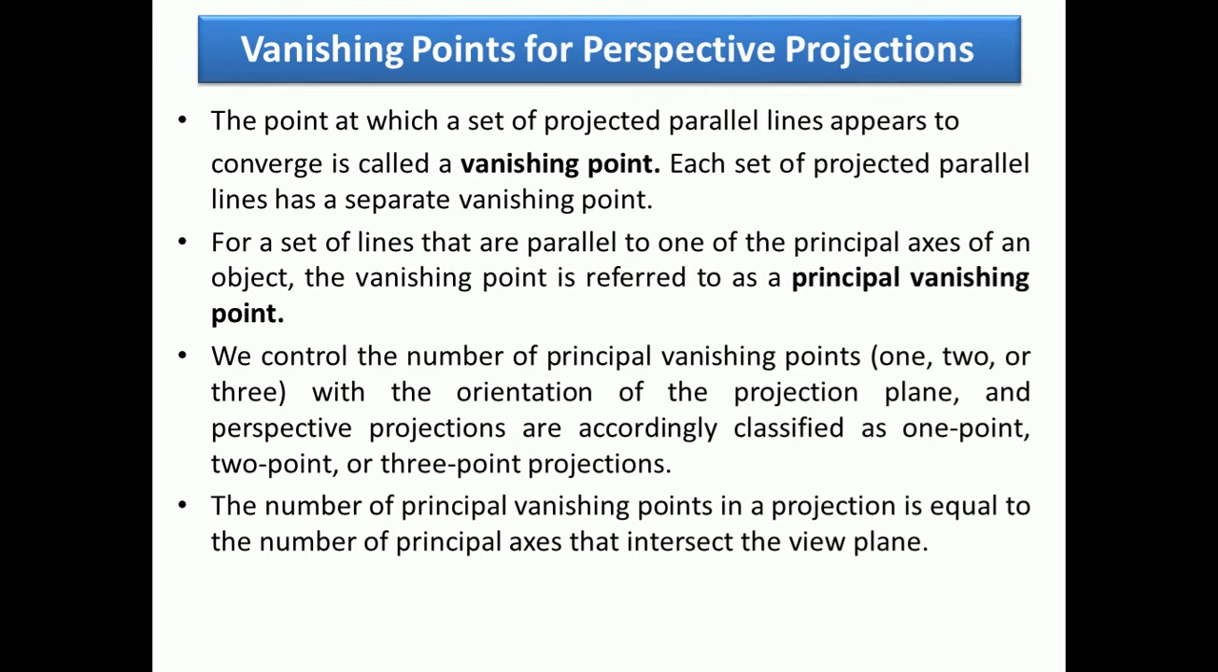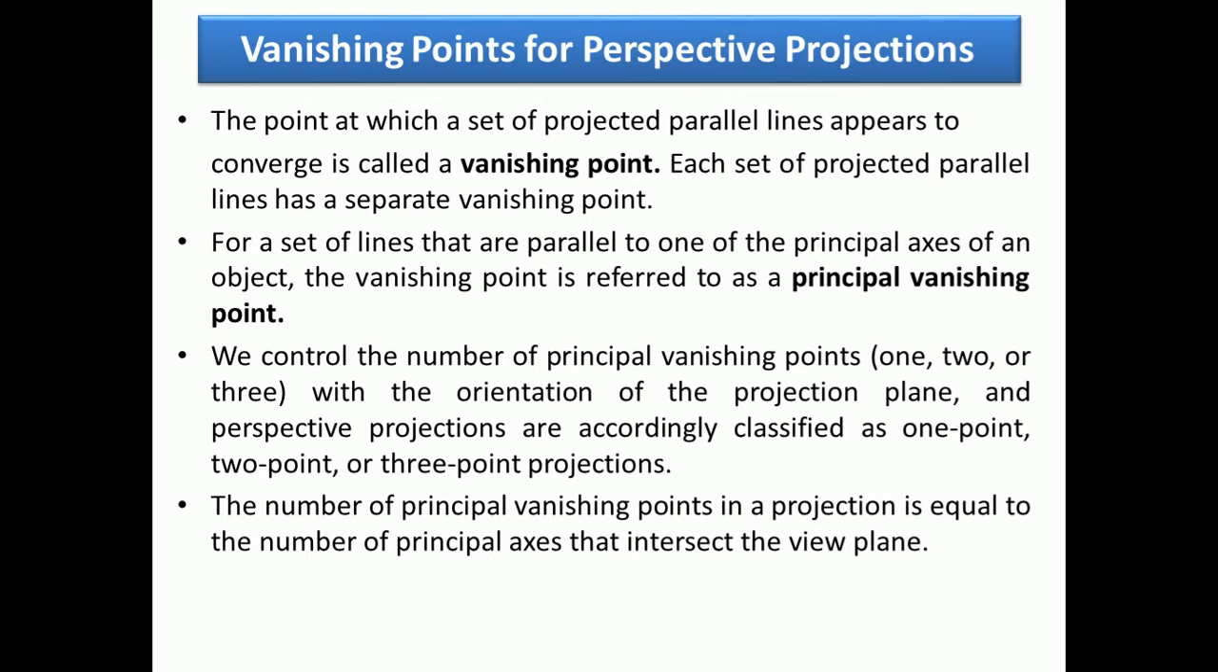When a scene is projected onto a view plane using a perspective mapping, the lines that are parallel to the view plane are projected as parallel lines. But any parallel lines in the scene that are not parallel to the view plane are projected into converging lines. The point at which a set of projected parallel lines appear to converge is known as a vanishing point. Here each set of projected parallel lines has a separate vanishing point.